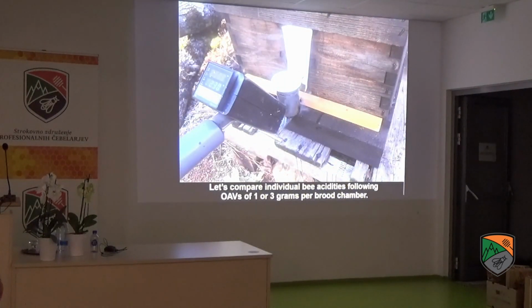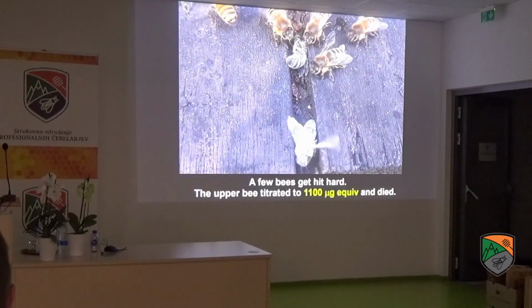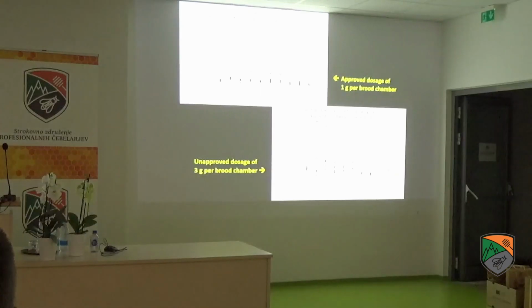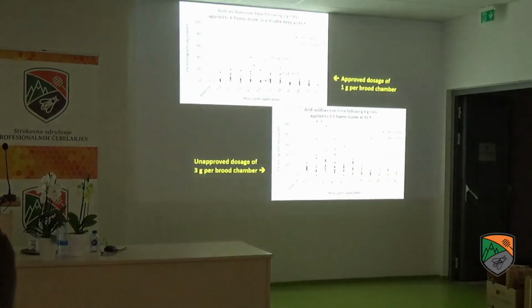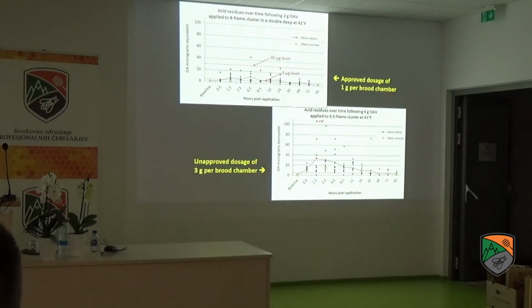So we're going to compare the acidities of either 1 or 3 micrograms vaporized. I did take this bee right here, which obviously got hit hard, and that titrated out to 1,100 micrograms. That was a very large dose there, and that bee does not handle that kind of dose. Okay, so now what I did is I did 2 things. I vaporized them and I dribbled them during the summer with a loose cluster and during the winter with a tight cluster. See if that made a difference.